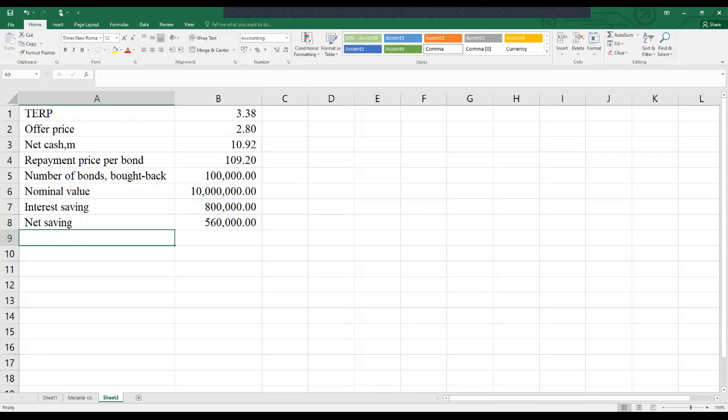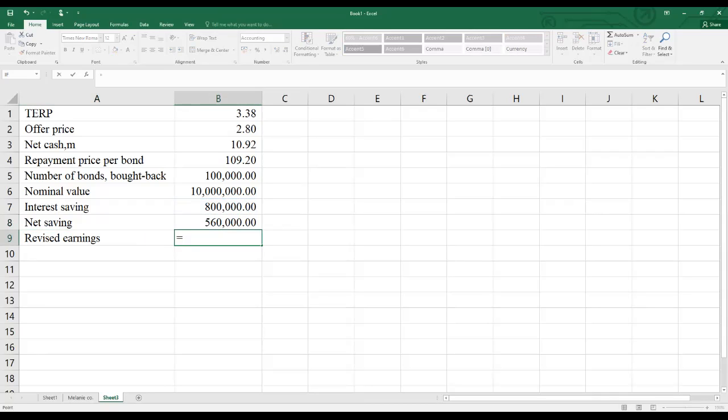Now, before this proposal, the company had earnings of how much? The earnings per share currently is 0.42. The company has total earnings of 8.4 million. Therefore, you can say the revised earnings of the company after this proposal is equal to 560 plus the 8.4 million, 840.